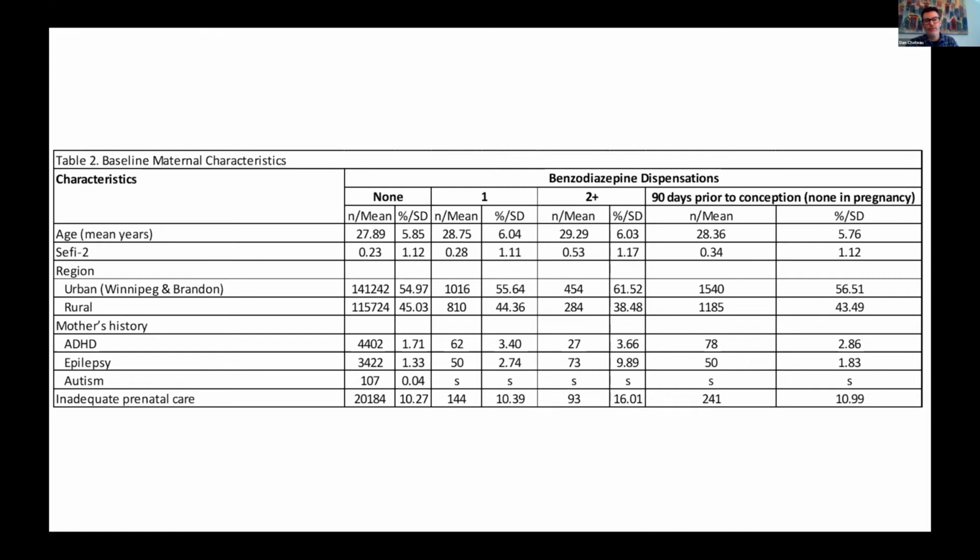They were pretty different to begin with. If you take a look at this, can I get a pointer working? Maybe I can get a pointer working. Maybe not. Oh, yeah, maybe I can.